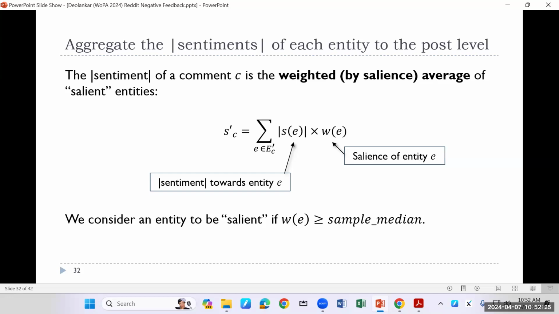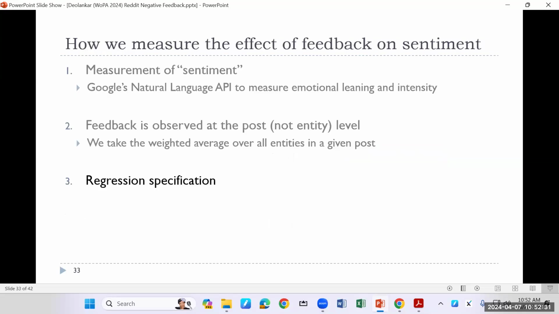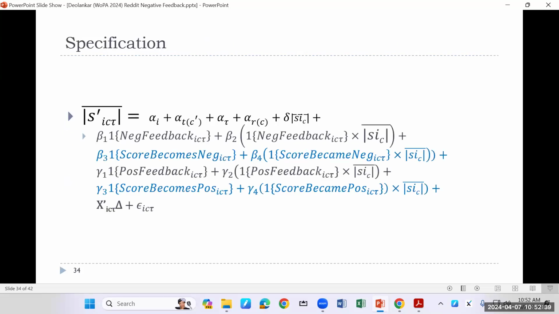And we only consider an entity to be salient if it's above the sample median, but we do robustness checks around this threshold. Okay, so now we have a dependent variable. We are able to construct the dependent variable out of text. So then we specify the following regression.